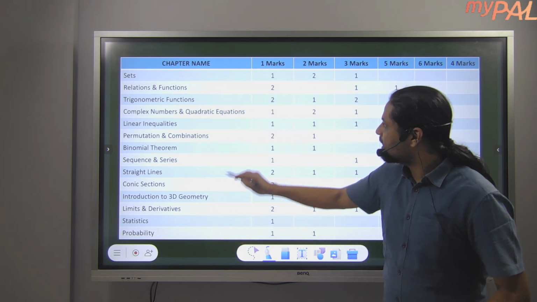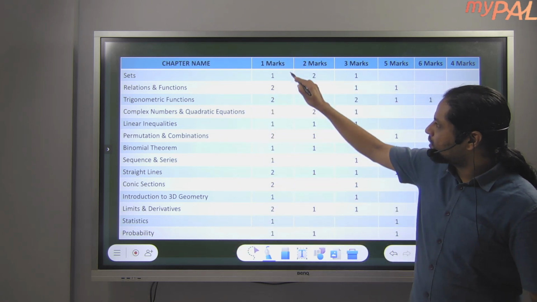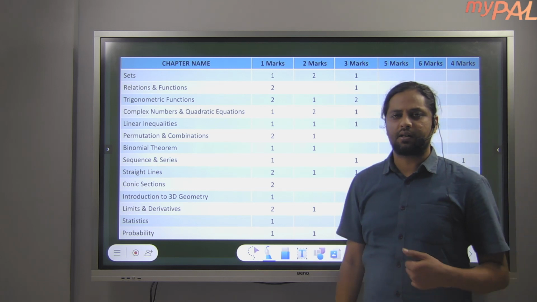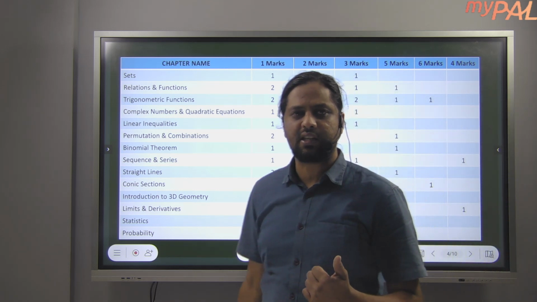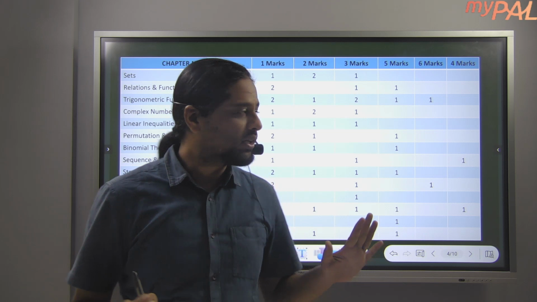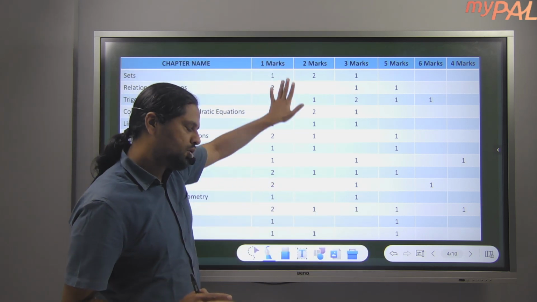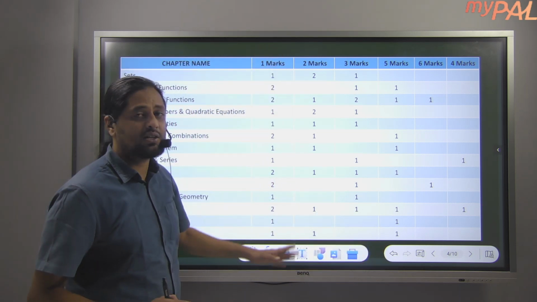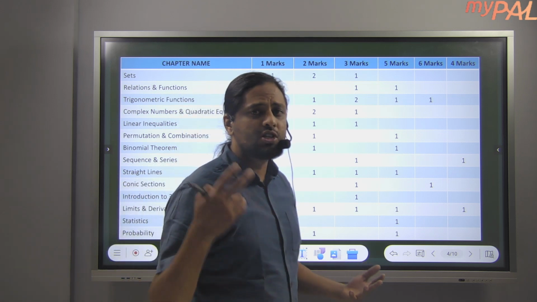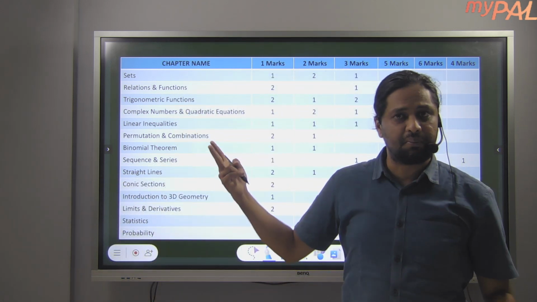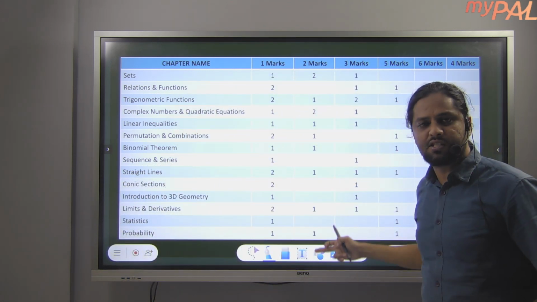See, as I told you, 1 marker, there's no choice. You have from each and every chapter at least one question from the 1 marker. It can either be an MCQ or a fill in the blank. There's no doubt in that. But when you come to 2 markers, how many are you supposed to answer? 6 of them. Now we can start being a little smart.